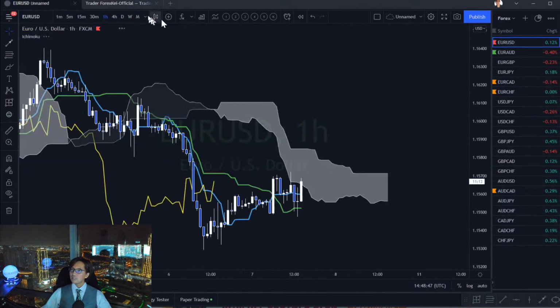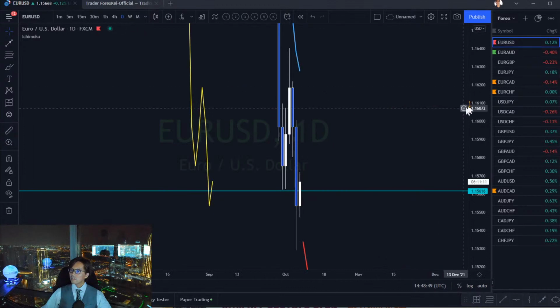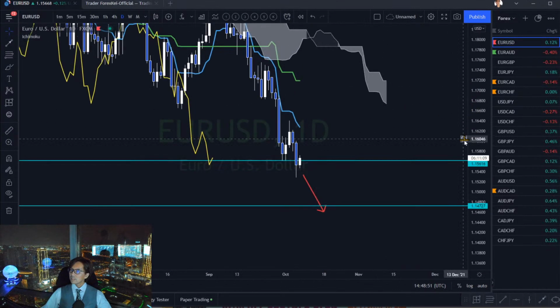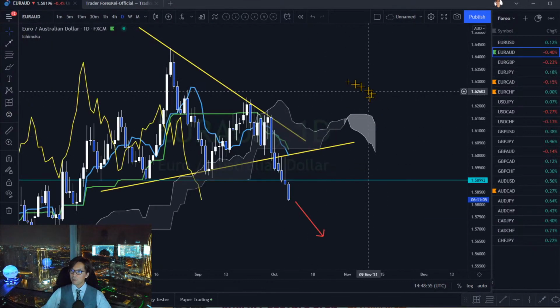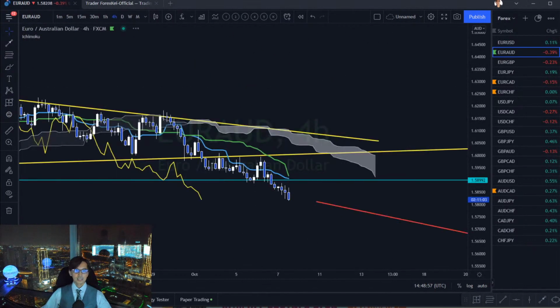Let me see. Euro dollar, I think this is still retracing backwards. Yeah, Euro dollar is normal trending. Euro AUD is much better for its downtrend. Yeah, that's good.